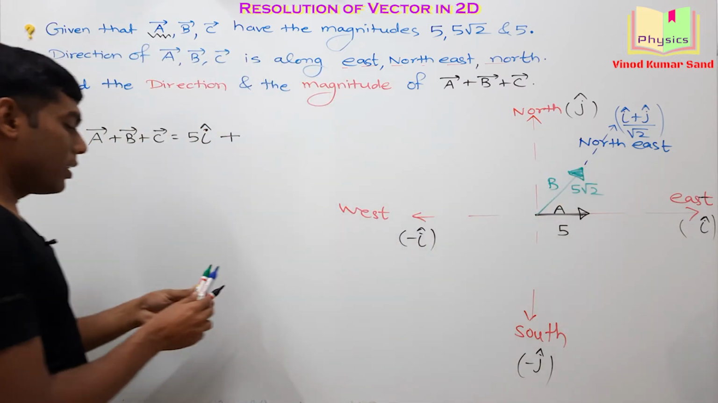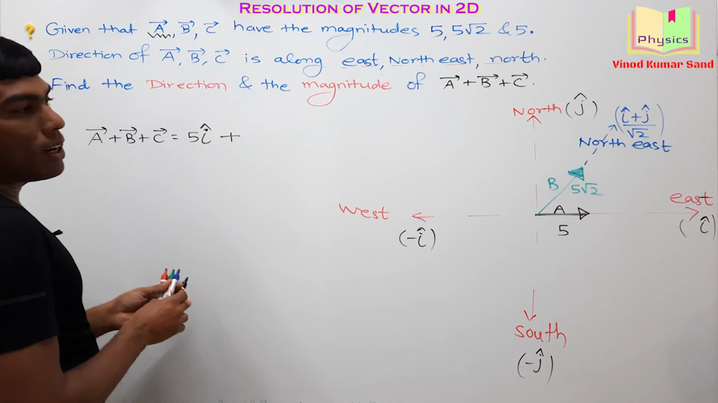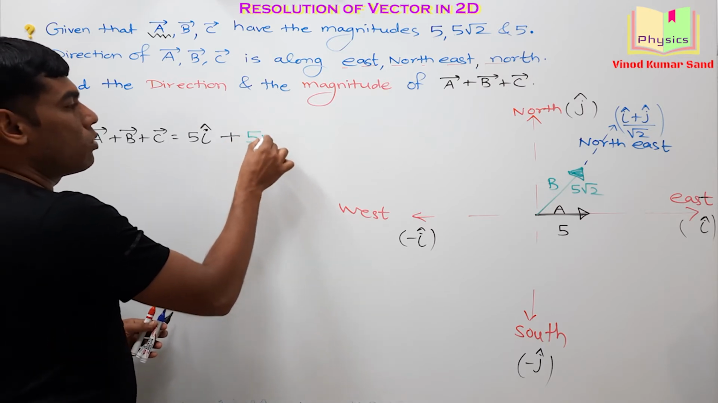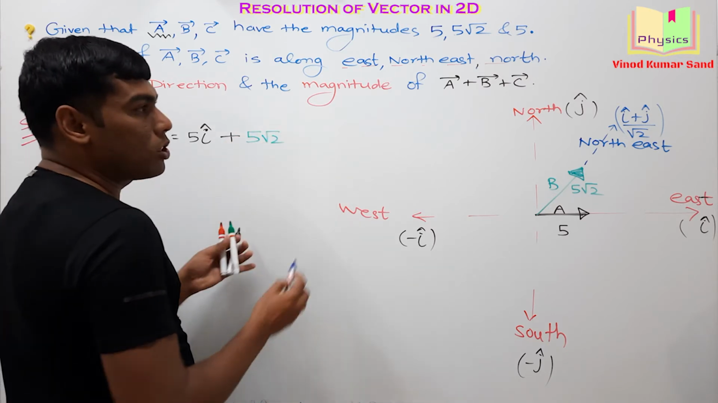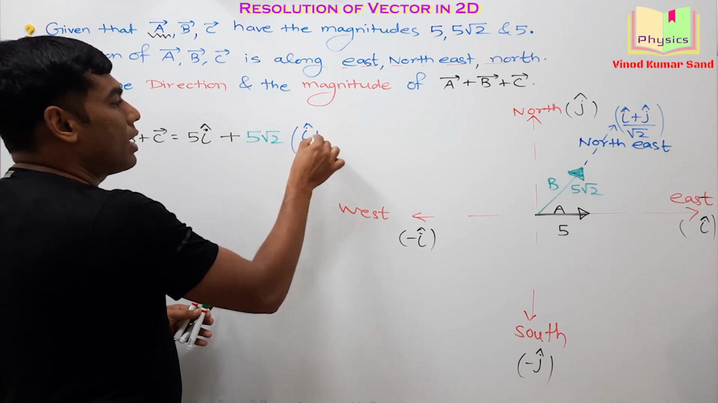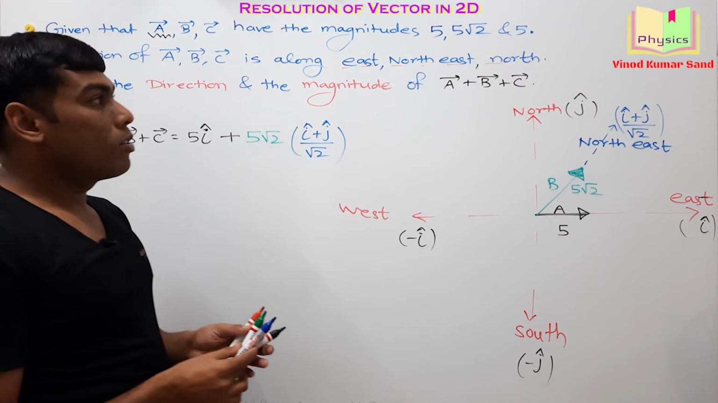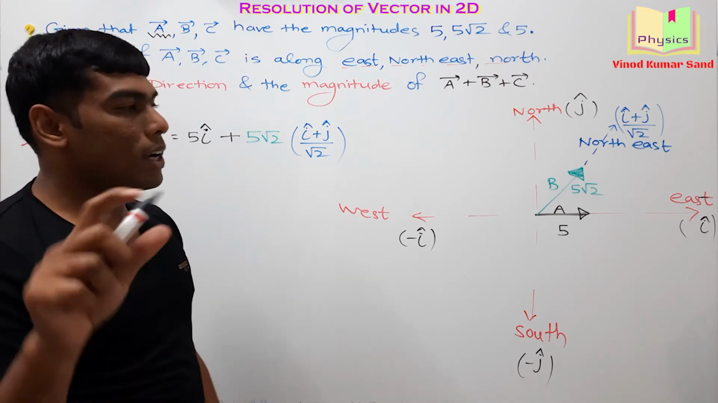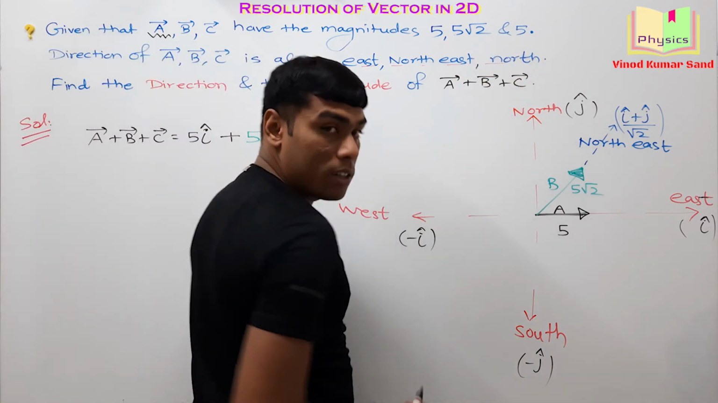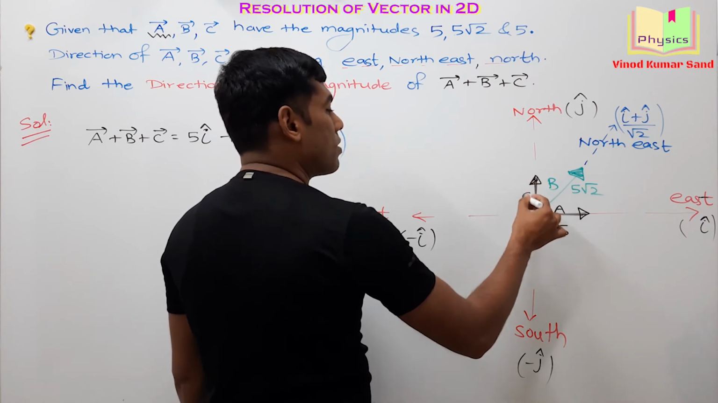So I'm representing the B vector now. B vector will be written as 5 root 2 and the direction is i cap plus j cap by root 2. Then going for the C vector. The C vector is along north and magnitude is 5. This is C vector.